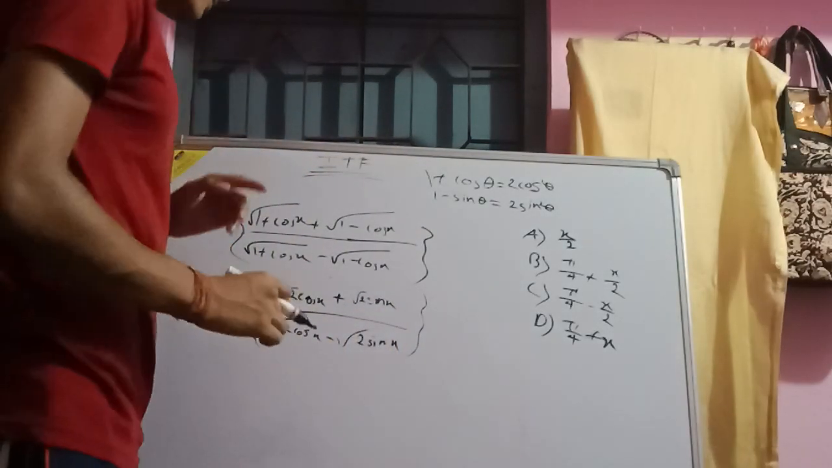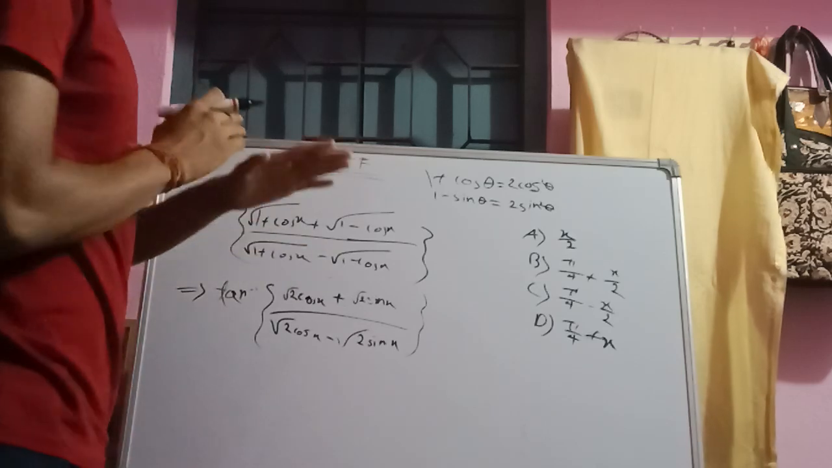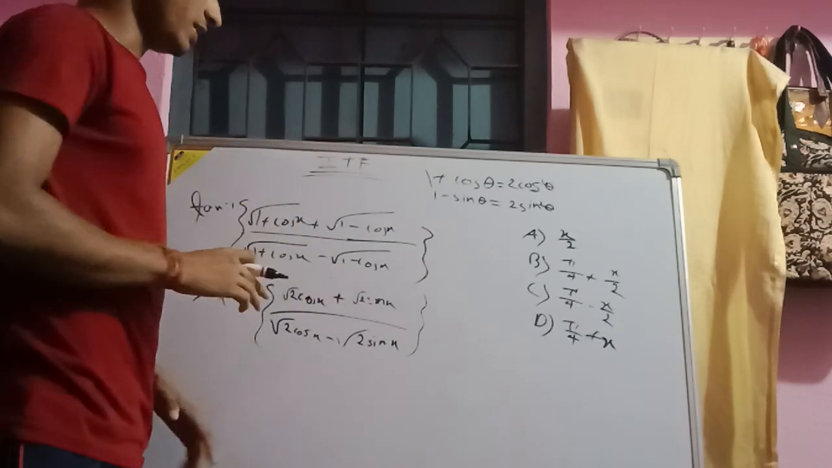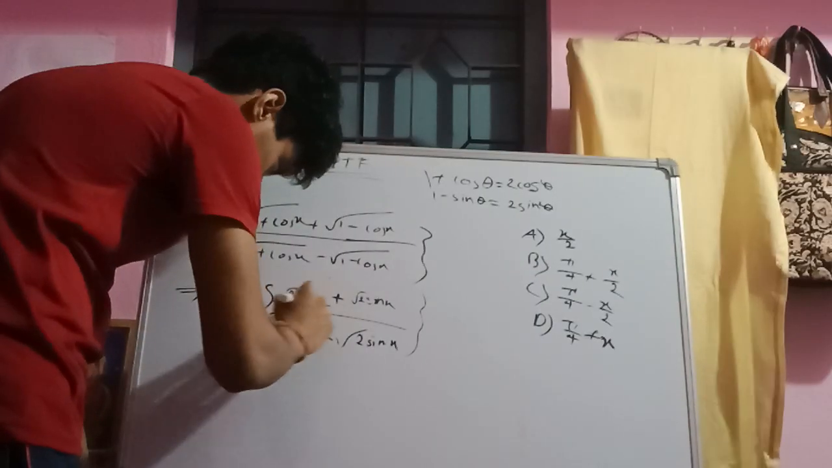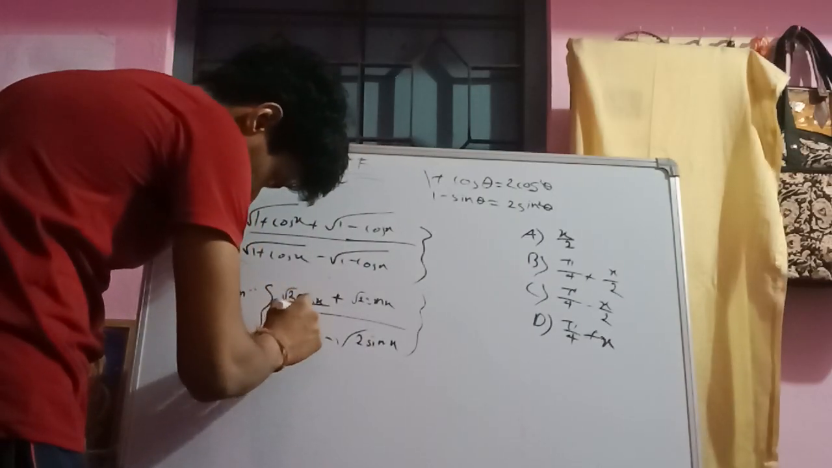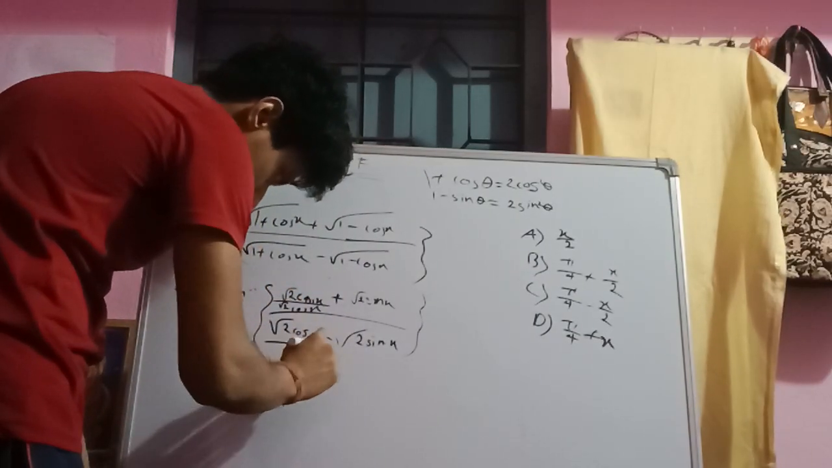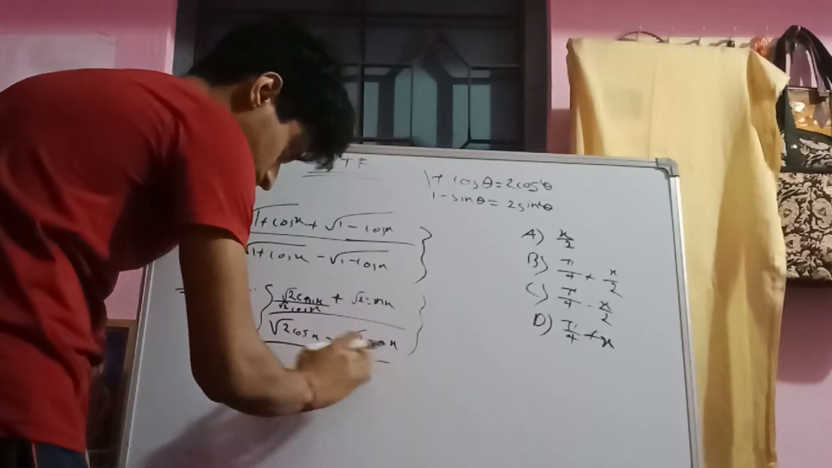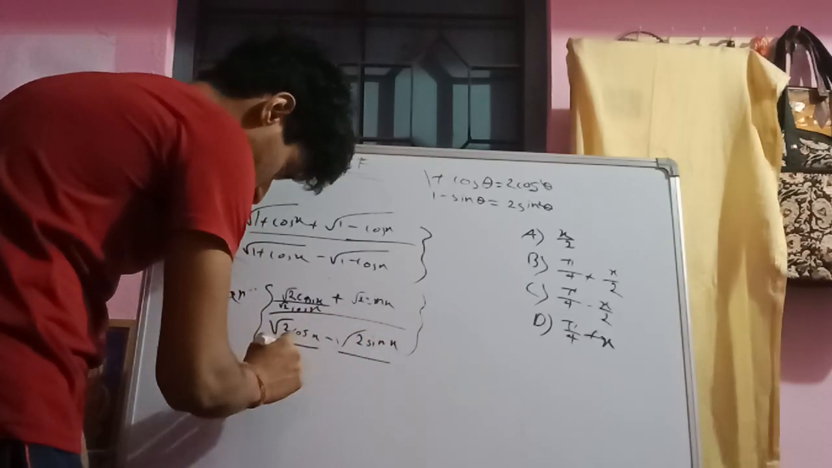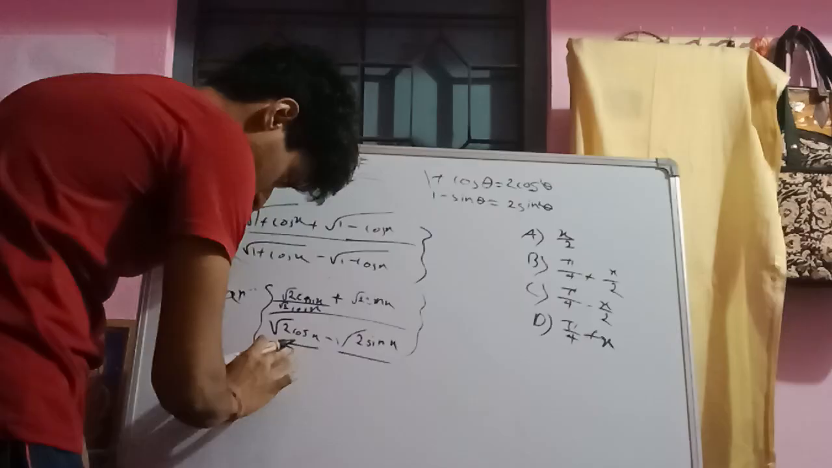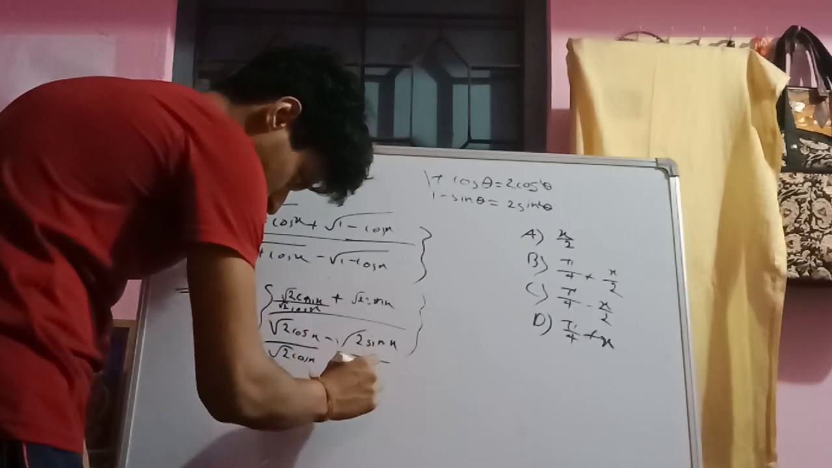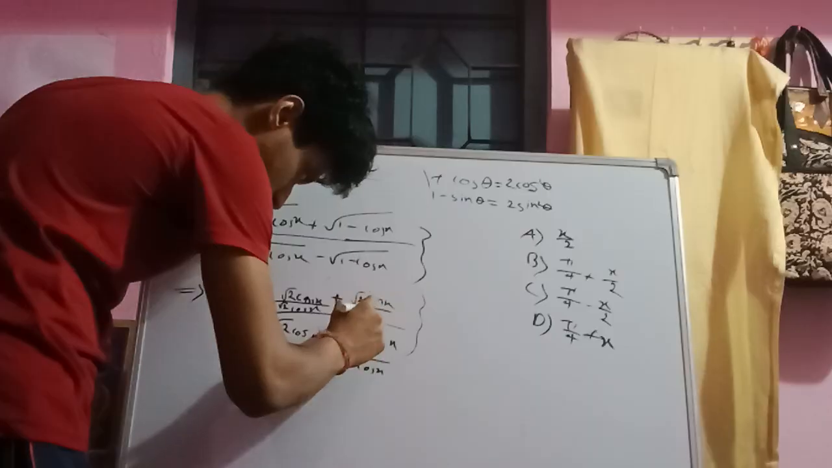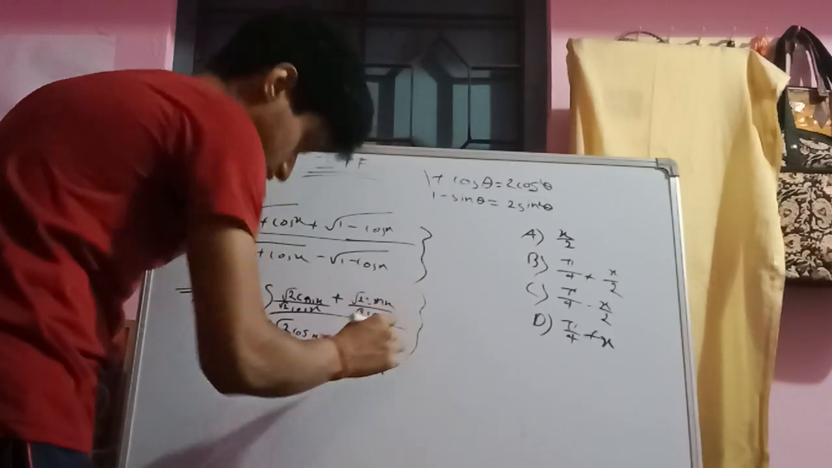Okay, now what we can do is divide both the numerator and the denominator by root 2 cos x over 2.